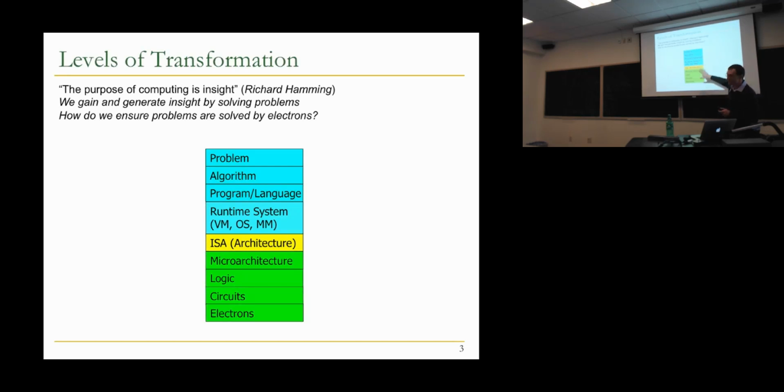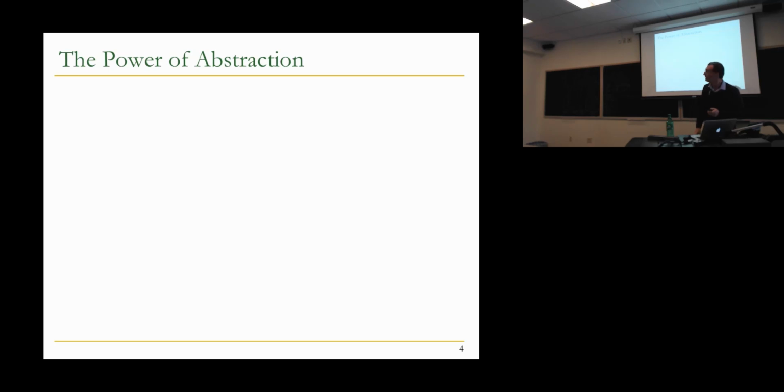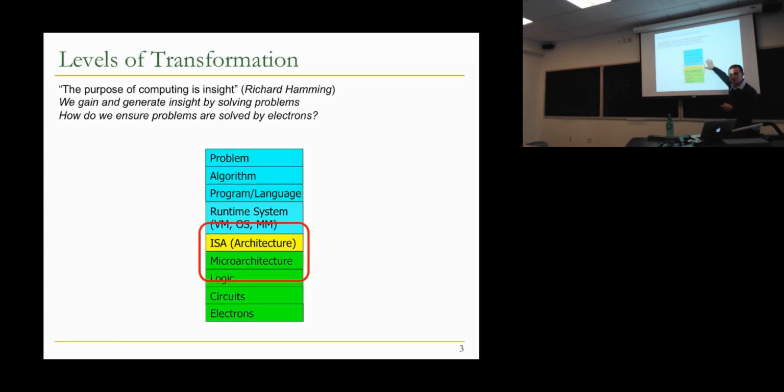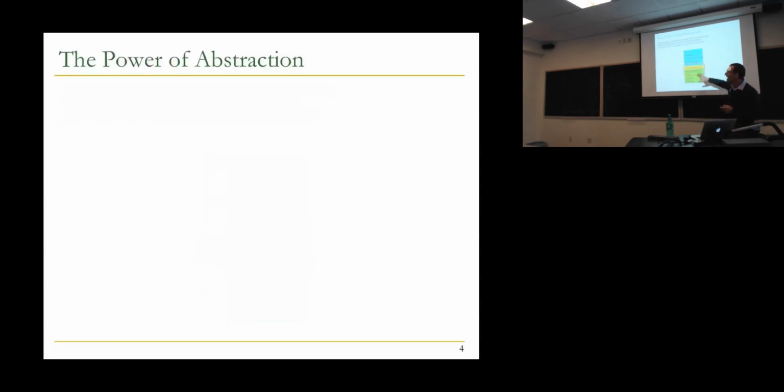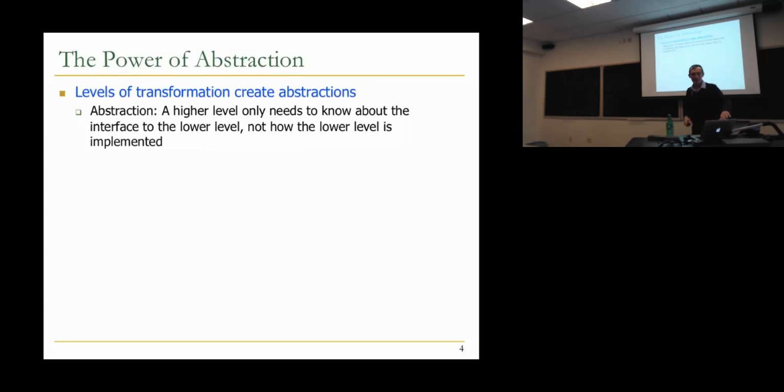And why is it most general purpose and common? Because this creates abstractions, right? And abstraction is powerful. These levels of transformation create abstractions. Well, what is abstraction? Basically, a higher level only needs to know about the interface to the lower level, not how the lower level is actually implemented.